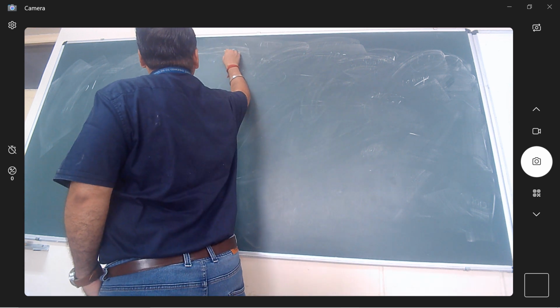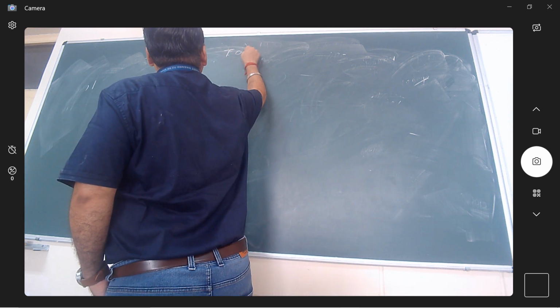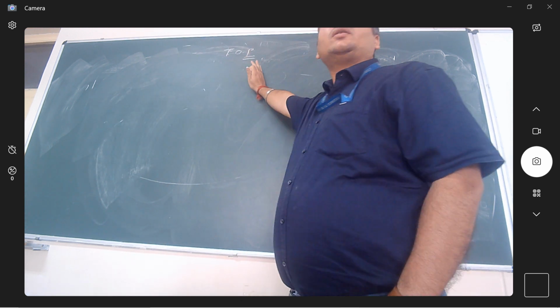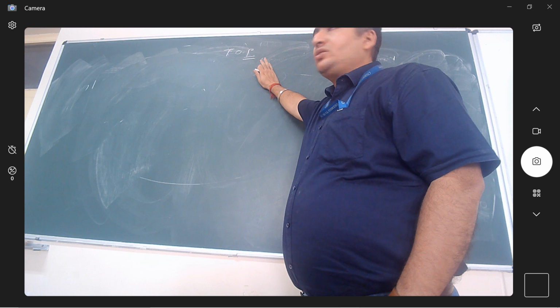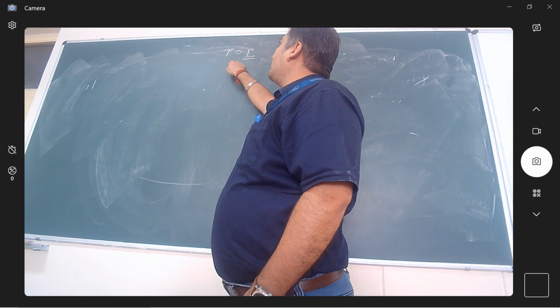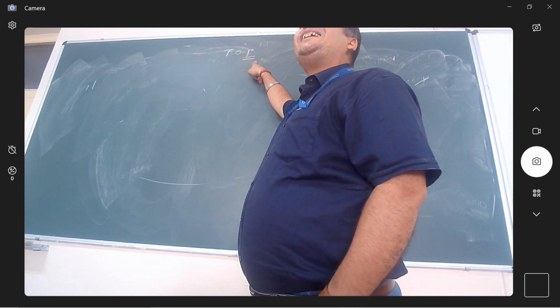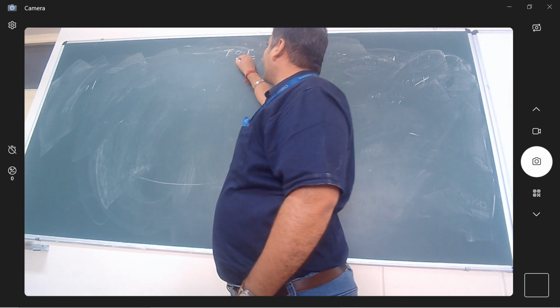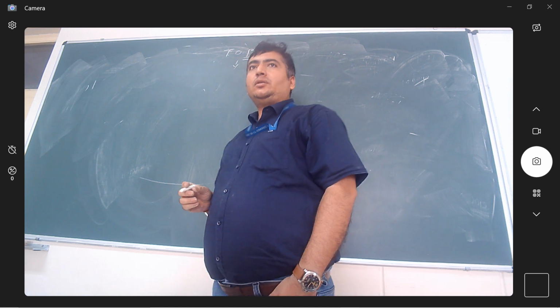Guys, TOP, transfer of property. Property stands for general property. General property would mean your ownership. So, TOP means transfer of ownership. That's how we should interpret. Okay. Why is this chapter important?